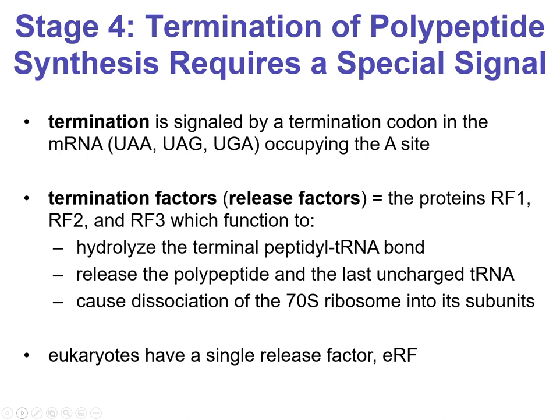We also have to dissociate the whole ribosome, and again, we're talking about bacteria, 70S bacteria, and all of its subunits. Eukaryotes have one release factor, eRF. So this is one of those exceptions to the rule. Bacteria have 3 different release factors, and eukaryotes only have 1. There's always an exception. Sometimes you have to look a bit harder, but there's always an exception to the rule in biochemistry, which is one of the things that makes it really tough, but really interesting.